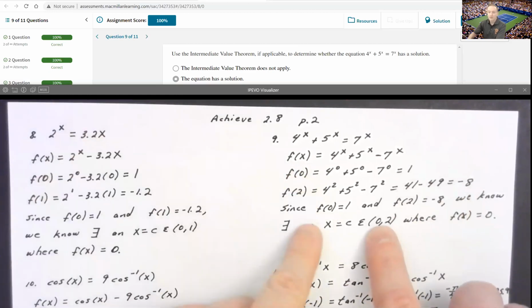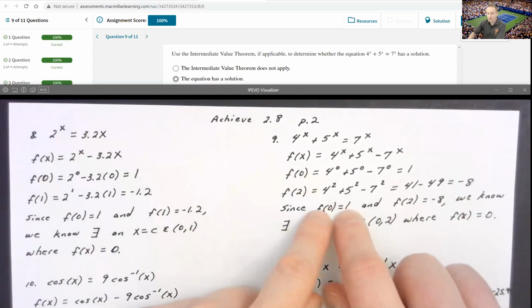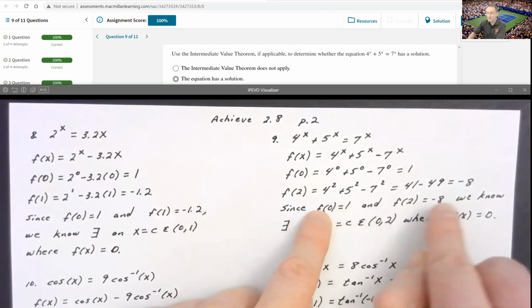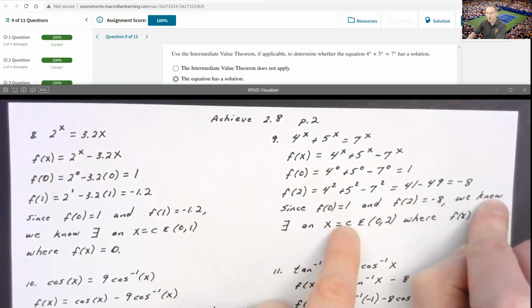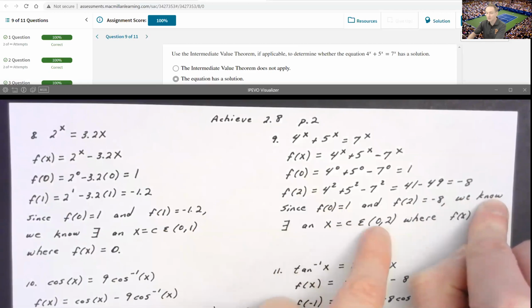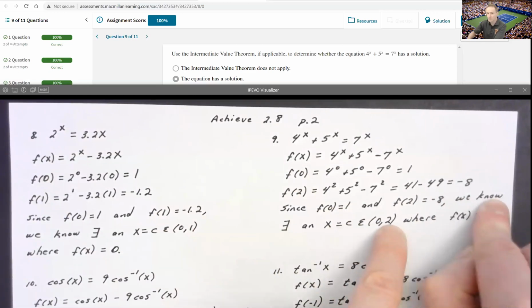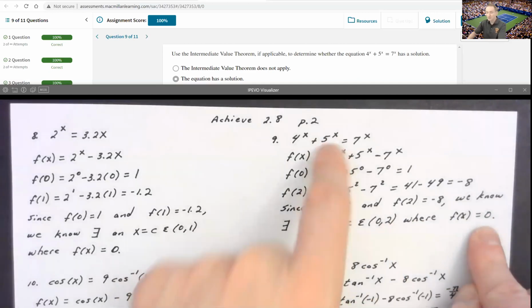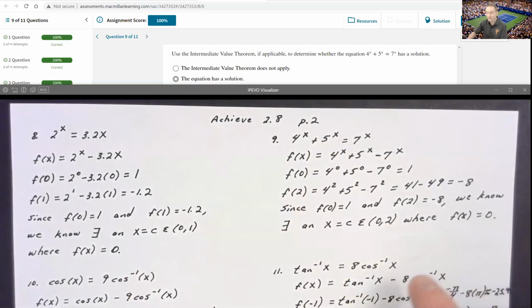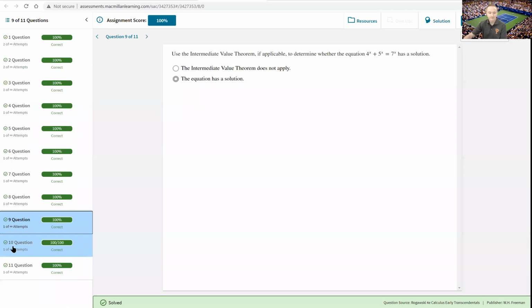So we can say, since f of 0 is a positive value and f of 2 is a negative value, we know that there exists an x value that we call c, so x equals c belonging to the set of numbers between 0 and 2, where f of x is equal to 0. Since that's the case, the original equation has to be true for some x value in between 0 and 2. In fact, I know it's between 1 and 2. So yeah, this has a solution, and the intermediate value theorem certainly applies.